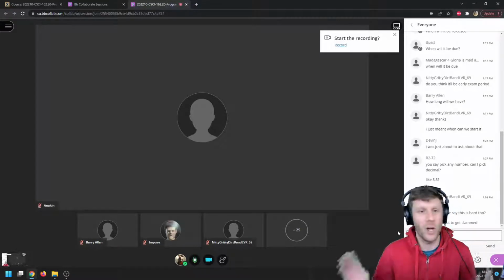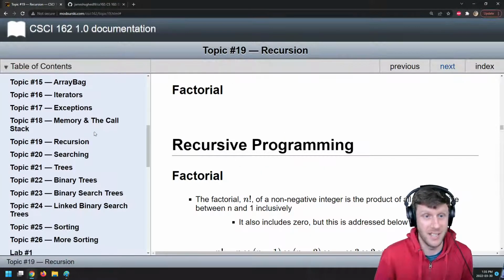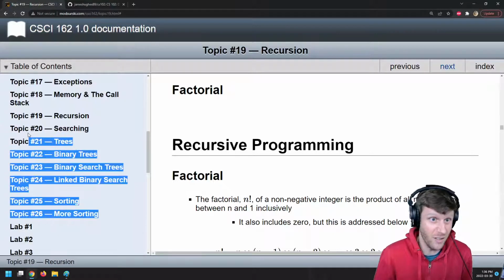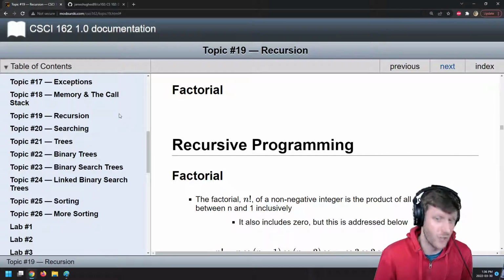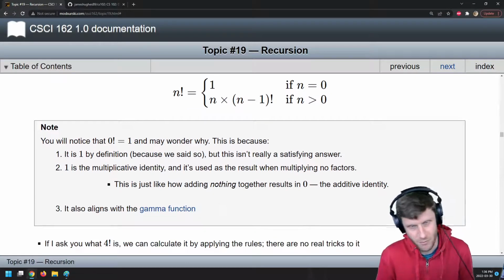So we're going to be using recursion a lot over the next bunch of sections. Searching, trees, binary search trees, linked binary search trees, and sorting. All of these are going to be making use of recursion. So we're going to get a lot of experience with recursion.